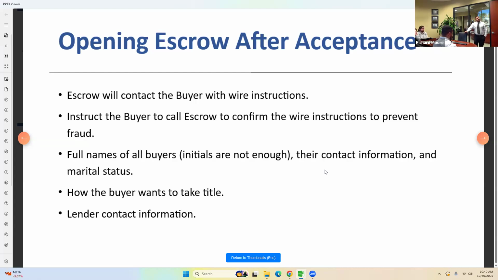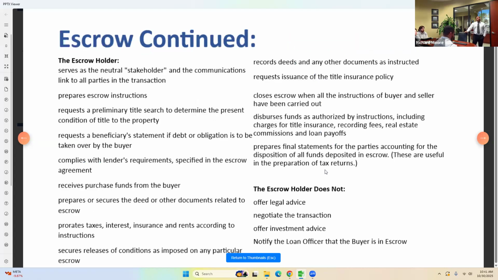And make sure that you use your buyer's full names, not just their first and last name. Escrow's gonna ask them for their contact information, marital status, how they want to hold title, who the lender is. And then escrow continues. So this is a lot. I'll just go through some of these things here.